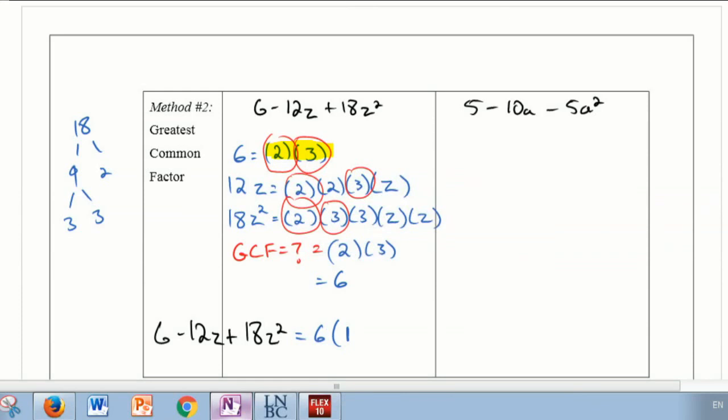If I'm talking about the 12z, I see that I have a 2 left and a z. So that's a negative 2z because I had this negative sign here. Subtract it. Then my last term was positive, so I'm going to add it. What was left there? I see that I have a 3, a z, and a z. So 3z squared.